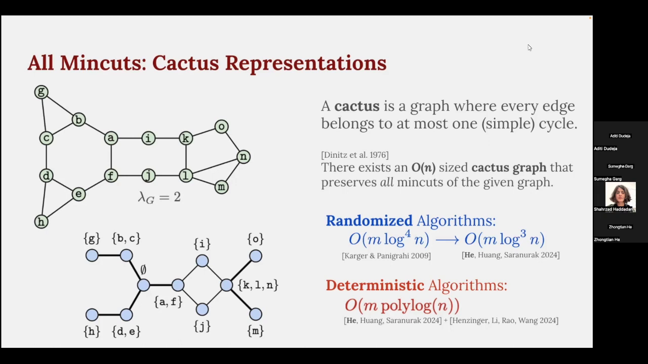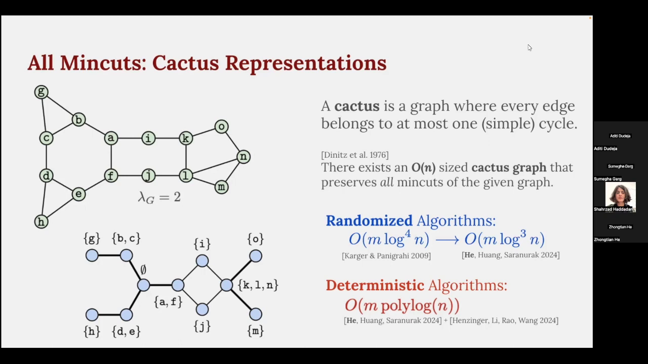This particular result is the best paper this year. It gives the first near-linear time deterministic algorithm to compute a single mincut. But this is not enough to compute all mincuts, the Cactus representation. It turns out that there is an additional random step in KP09, and in our work we de-randomize this step to make everything deterministic.